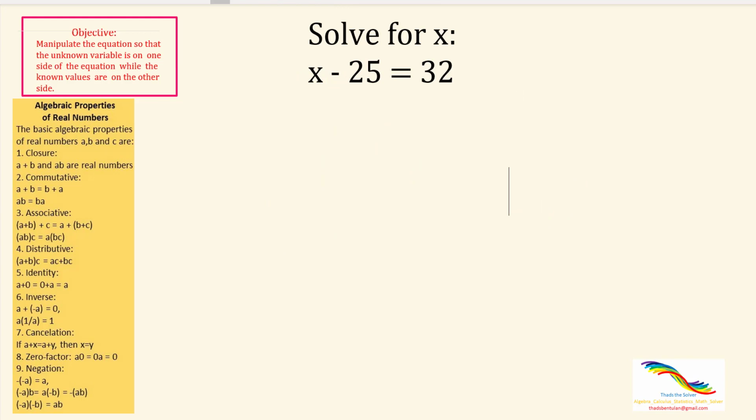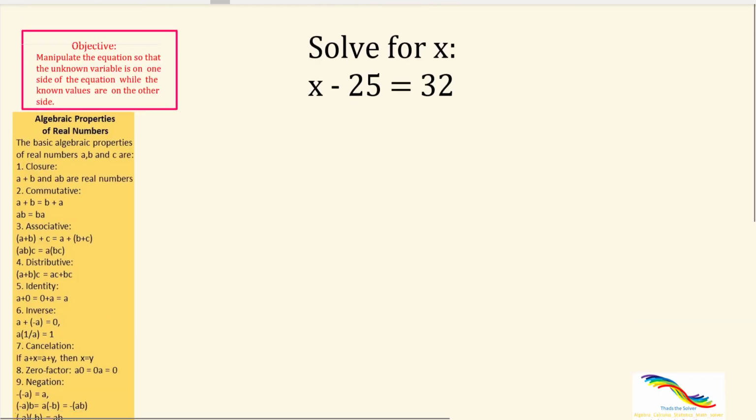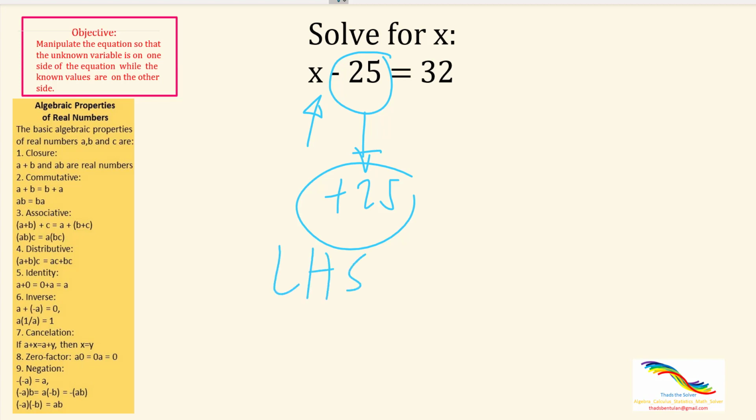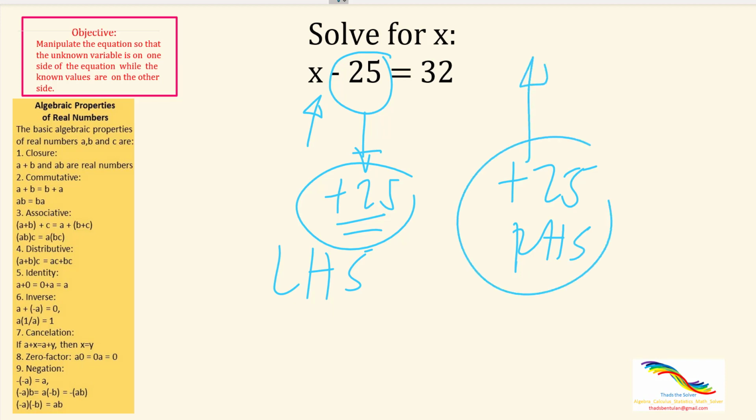Now, the obvious thing for us to do in order to isolate x, we need to remove negative 25 here. The only way to eliminate the 25 is to add 25 to the entire left-hand side of the equation. And if we're going to do that, then you also need to add 25 on the right-hand side of the equation, so the balance is maintained. Now let's actually do the operation.